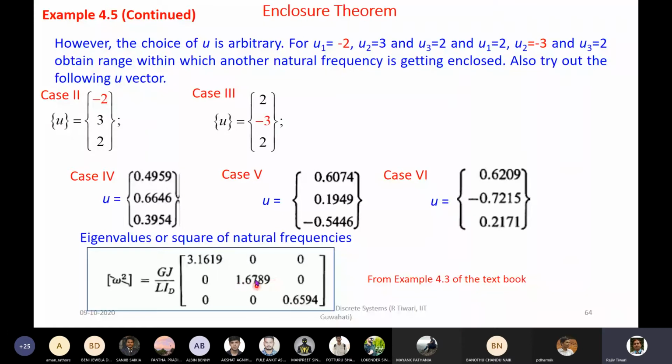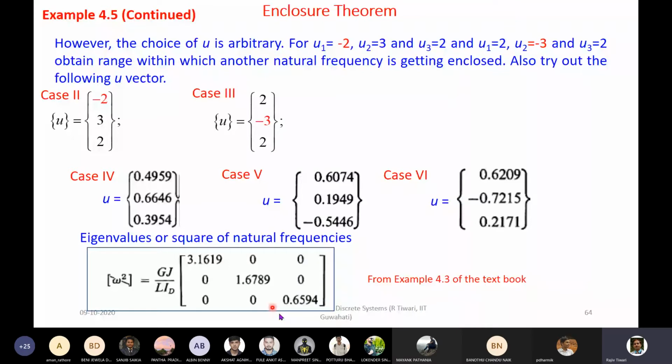eigenvalue problem. In the third case, if you see the eigenvector of this third natural frequency, the middle one is having opposite motion as compared to the other two. So a similar trend I would use. Values may not match, but the trend, like these two are having similar motion as compared to this. So this will enclose the third natural frequency.